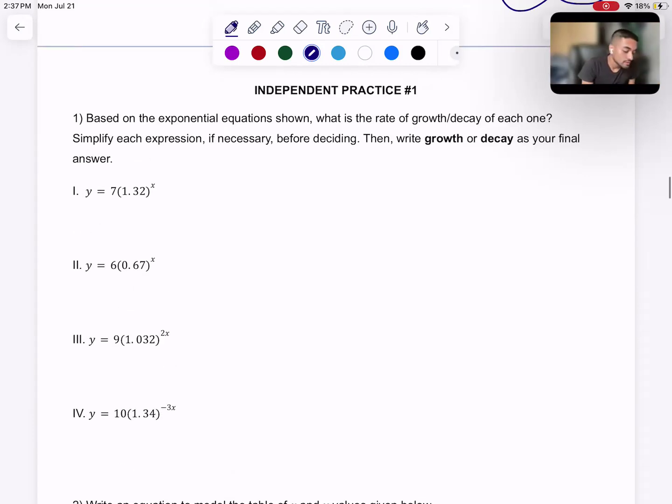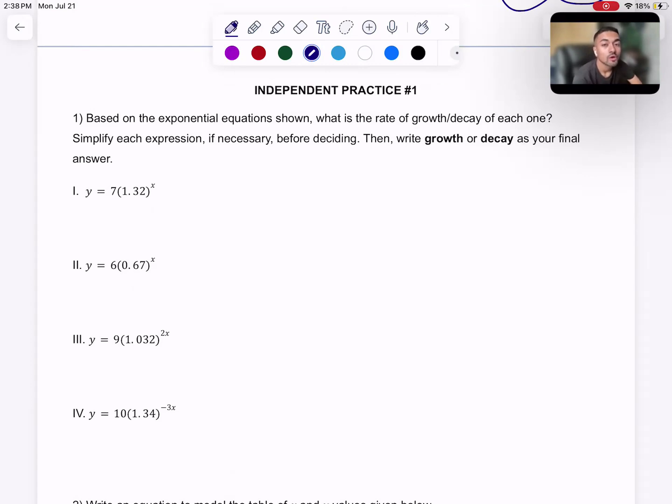Alrighty. So hopefully you had time to do the independent practice and pause the video. Let's go through each question. Question 1, based on the exponential equations shown, what is the rate of growth or decay of each one? Simplify each expression, if necessary, before dividing. Then write growth or decay as your final answer.